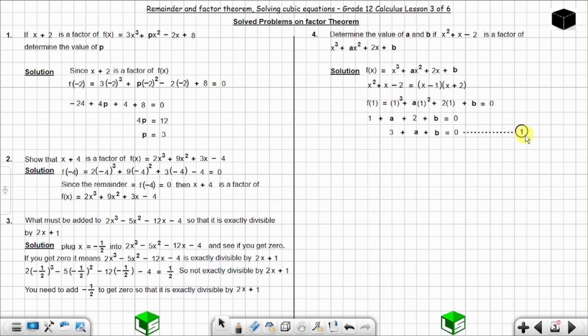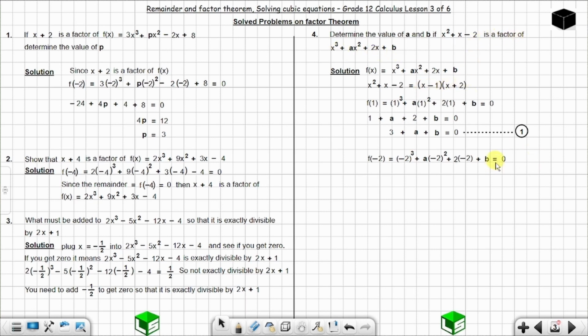Okay, let's create our second equation. We are going to plug in negative 2. So you have f of negative 2. You are going to plug negative 2 wherever you have x. So you have negative 2 to the power of 3 plus a times negative 2 to the power of 2 plus 2x, where x is negative 2, plus b. This is equal to 0 because this is a factor of this.